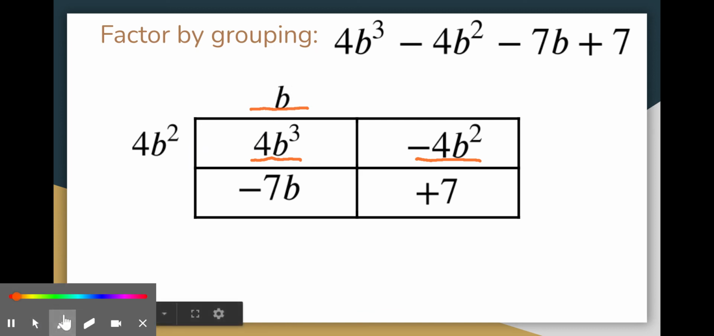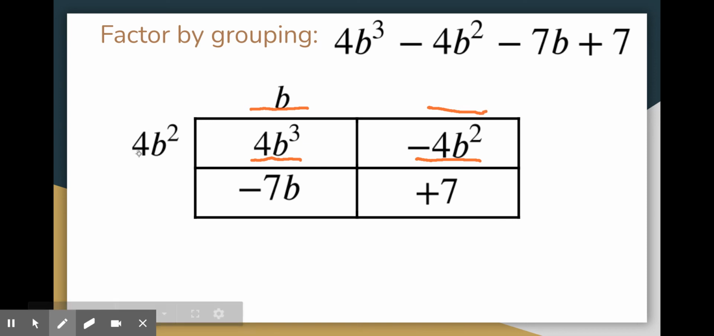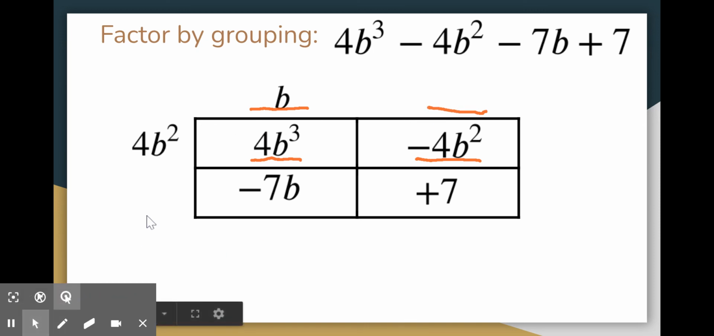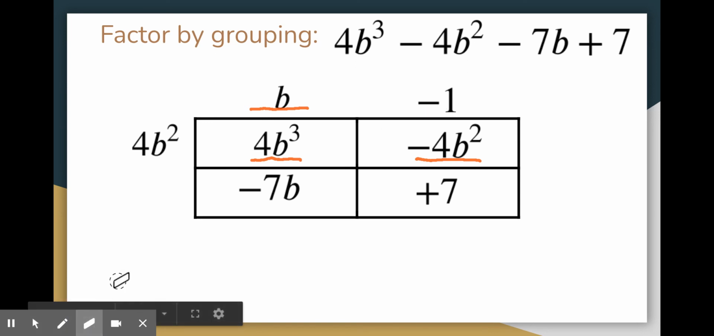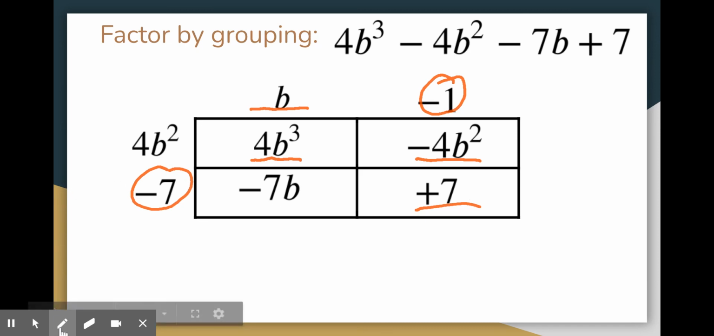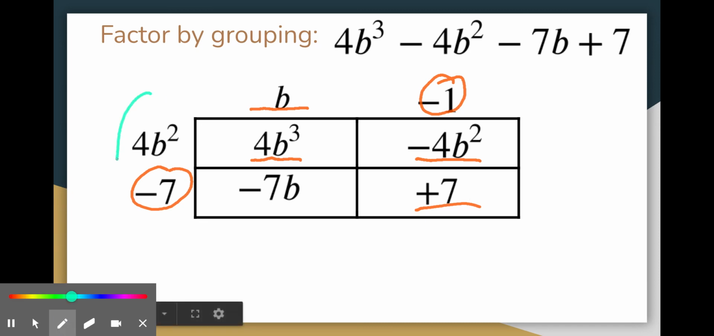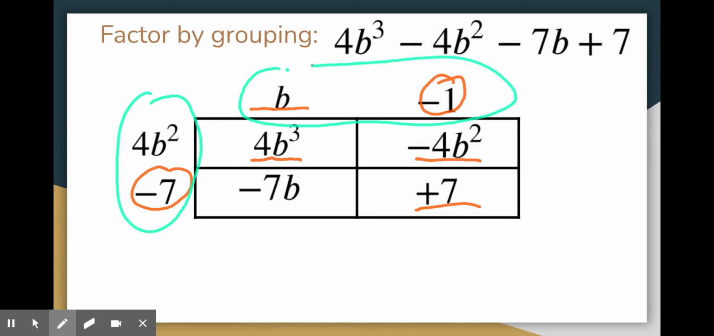And then up here, what times 4b squared gives me negative 4b? That's negative 1. And then our next one, what times b gives me negative 7b? Well, that would be negative 7. And then negative 7 times negative 1 is positive 7. So these are your 2 factors.